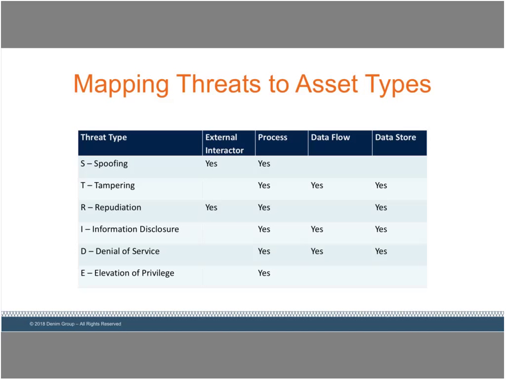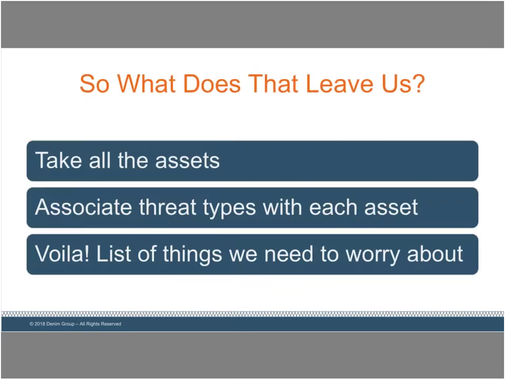And so basically by going through each of the assets that you've enumerated in your data flow diagram and applying these concerns for each when appropriate, that gives us a master list of the threats to the system. So again, taking all the assets, associating the threat types with each asset, and voila, we've got a list of things that we need to worry about. And that's a fairly mechanical and obviously repeatable way to go through this process.